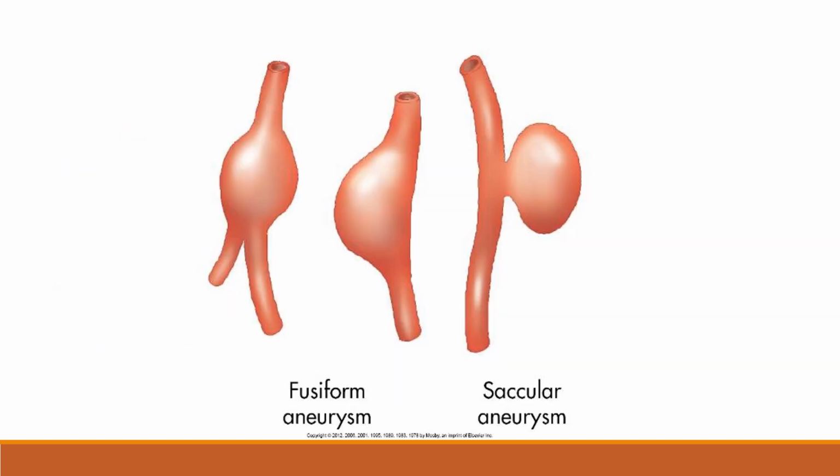So we said we had two types. We have a fusiform and a saccular. Now the fusiform aneurysm is more gradual. It's more sort of a gentle curve in shape.